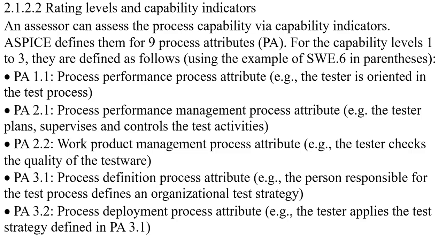Process attribute 1.1, process performance process attribute: the tester is oriented in the test process. Process attribute 2.1, performance management process attribute: the tester plans, supervises, and controls the test activities. Process attribute 2.2, work product management process attribute: the tester checks the quality of the testware.